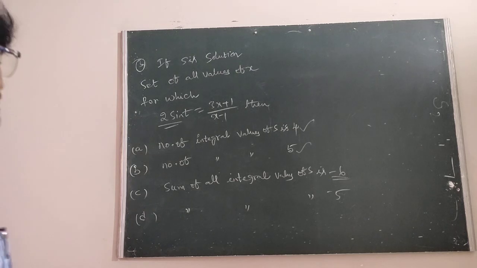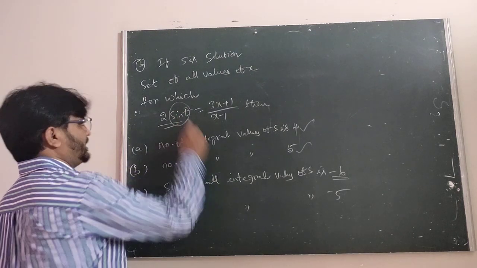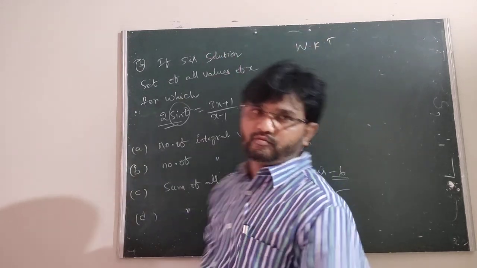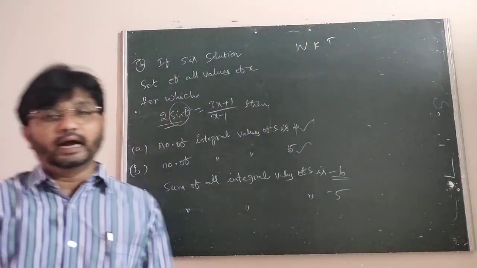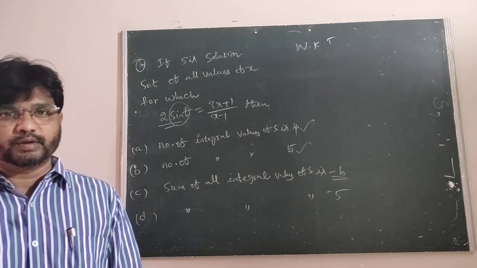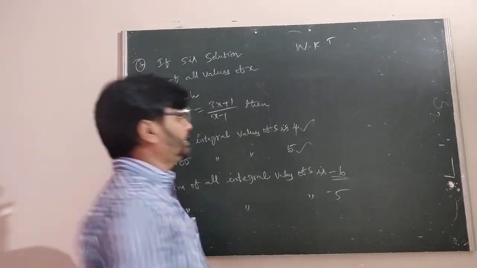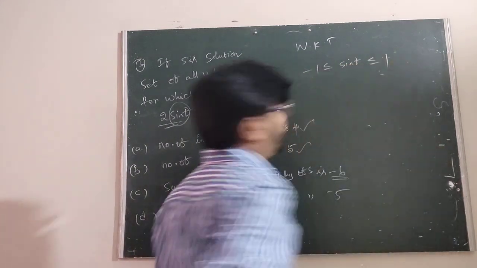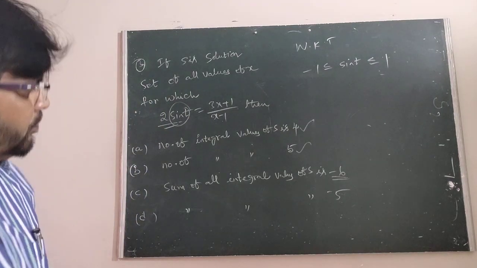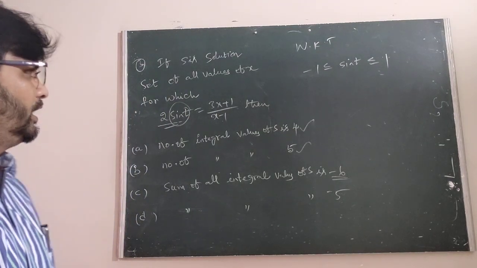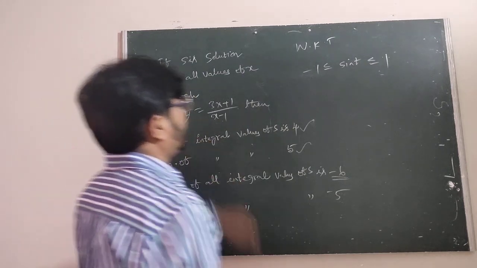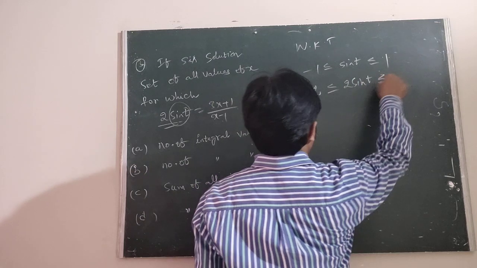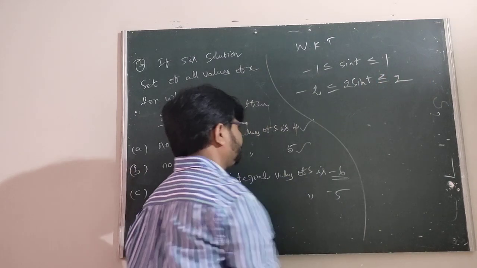Now here we know that the range of sine t is minus 1 to 1. We know that the minimum value of sine theta is minus 1 and the maximum value of sine theta is plus 1. Therefore minus 1 is less than or equal to sine t, less than or equal to 1. Now multiply with 2: minus 2 less than or equal to 2 sine t less than or equal to 2.